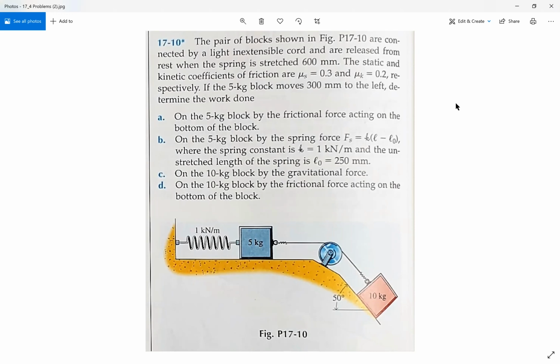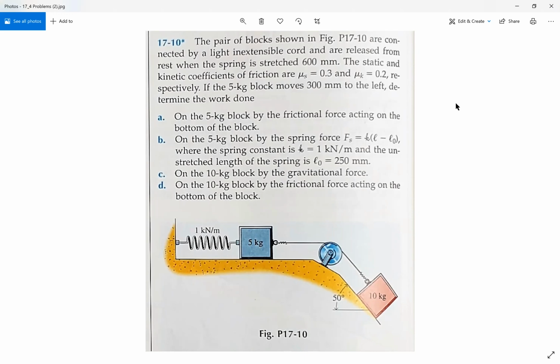A, on the 5 kilogram block by the frictional force acting on the bottom of the block. B, on the 5 kilogram block by the spring force, for which they give the function for the force of the spring, where the spring constant is 1 kilonewton per meter, and the unstretched length of the spring is L naught equals 250 millimeters. Part C, determine the work done on the 10 kilogram block by the gravitational force, and D, on the 10 kilogram block by the frictional force acting on the bottom of the block.